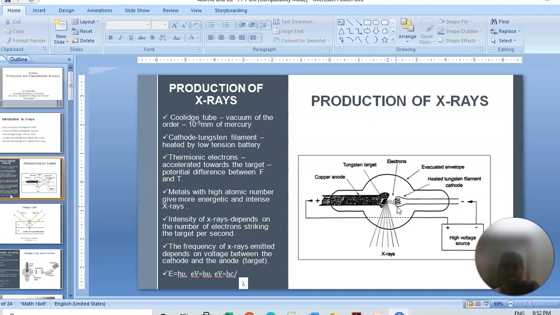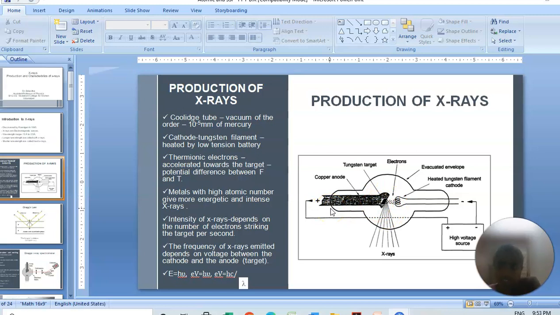The cathode consists of a tungsten filament F heated by a low tension battery. By thermionic emission, the electrons emitted by the filament are accelerated towards the target T, by the high potential maintained between the target and the filament. The filament is placed inside a cup-like structure called G, which is connected with an anode.